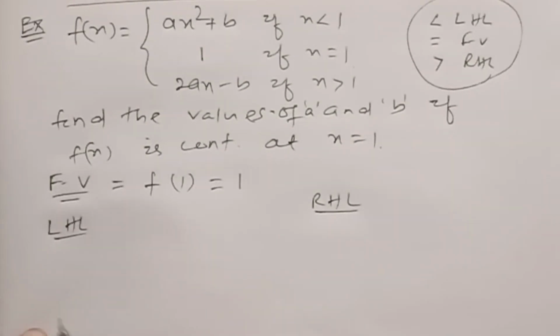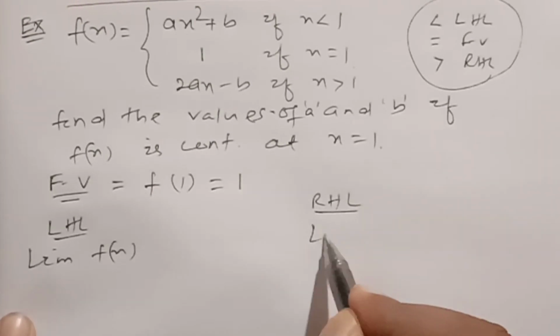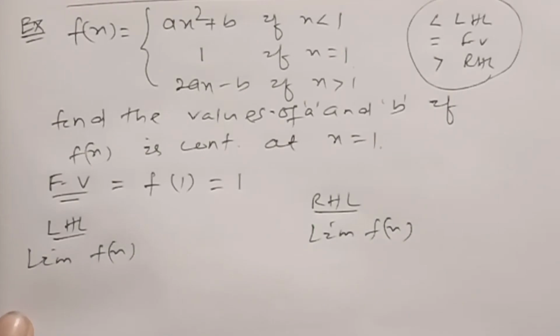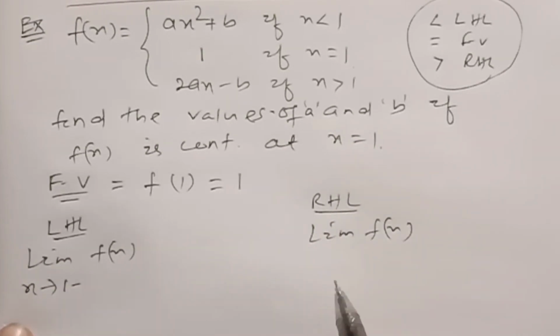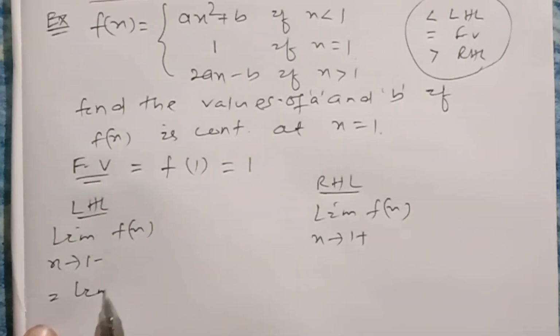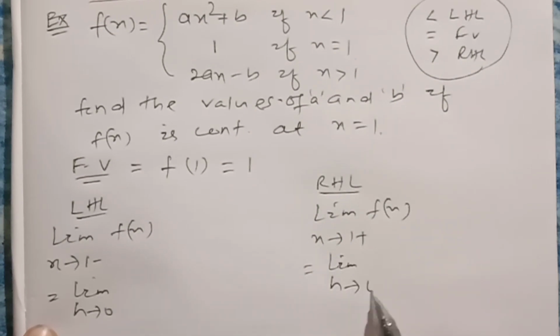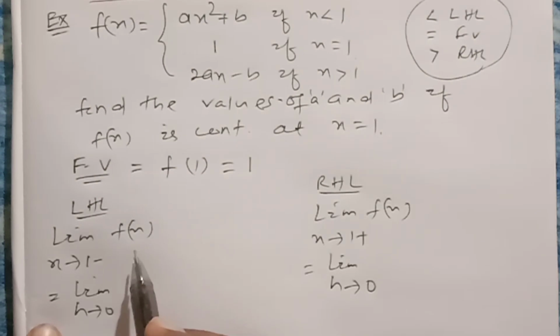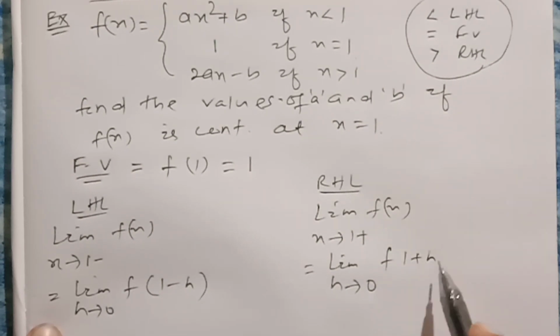अभी मैं बोल रहा था जब लेफ्ट हैंड लिमिट निकालेंगे तो लिमिट ऑफ f ऑफ x, राइट हैंड लिमिट में भी लिमिट ऑफ f ऑफ x, लेकिन इन केस ऑफ लेफ्ट हैंड लिमिट क्या होगा, x tends to जो गिवन पॉइंट दिया गया है 1, इधर 1 माइनस होगा एंड हियर x tends to 1 प्लस होगा. इन सेकेंड स्टेप हम क्या करेंगे, limit h tends to 0 and here in RHL also limit h tends to 0 होगा. but we have to put f of x की जगह कितना पुट करेंगे 1 minus h and here f of x की जगह पुट करेंगे 1 plus h.